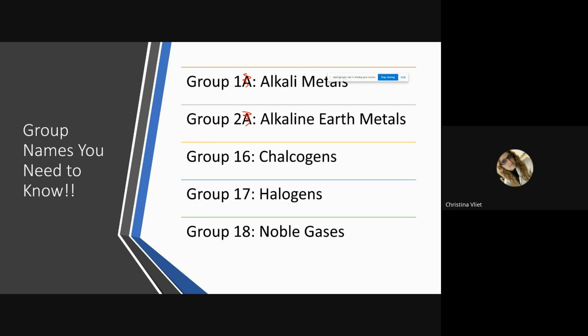16 is called the chalcogens. 17 is called the halogens. And group 18 is the noble gases. Those 5 I would write down. We're also going to identify them on our periodic table shortly. But I'm starting with this first so you have them to go back to, so you know how the spelling is, just because it's really small.